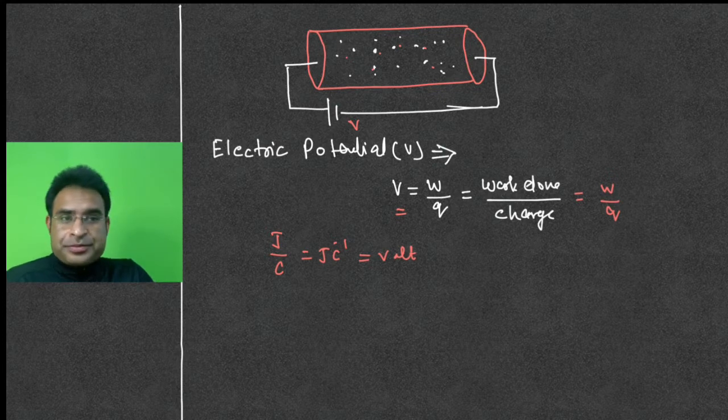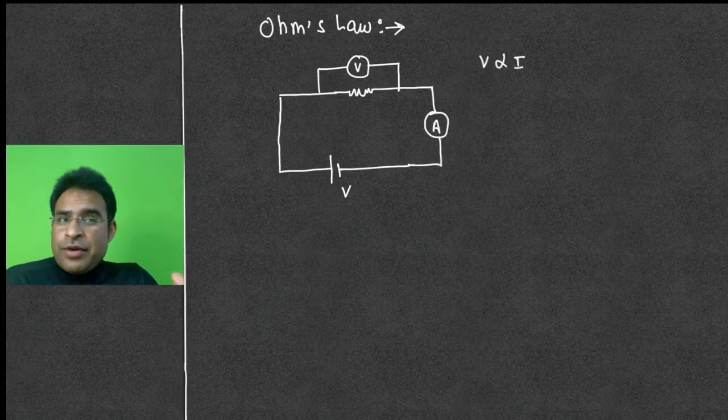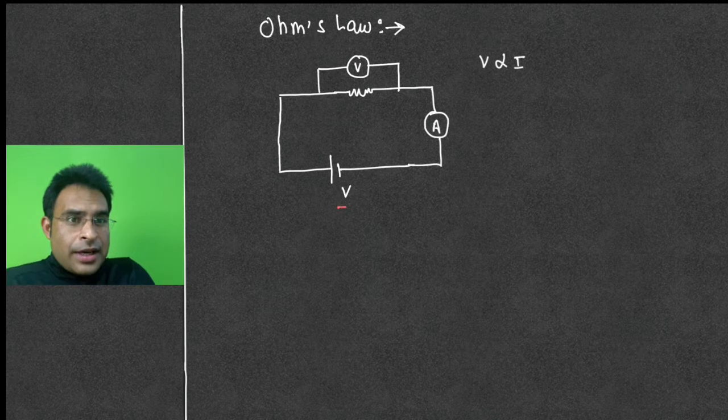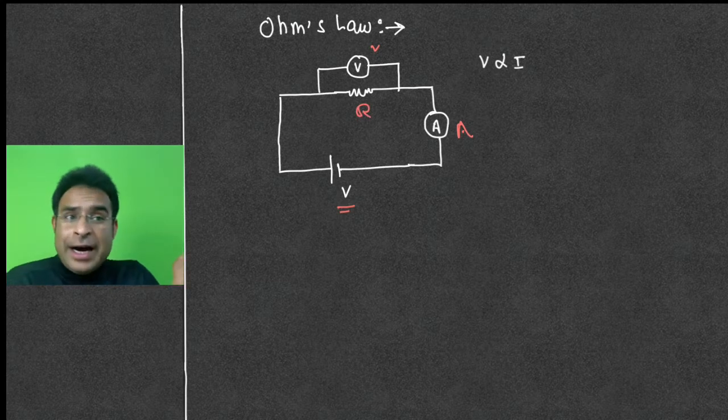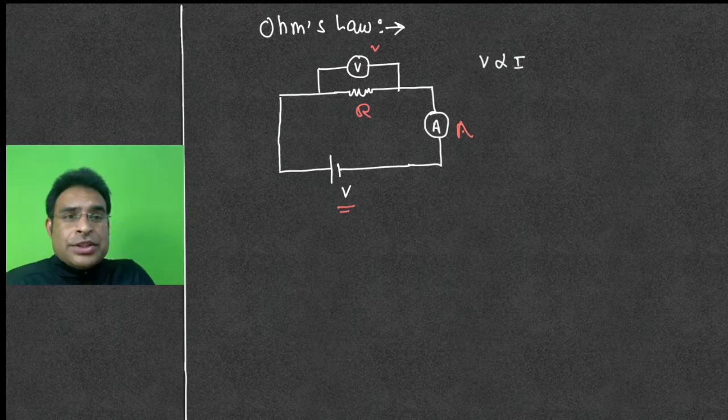If I have one battery like this, then we have one ammeter, one voltmeter and one resistance. So we have a battery, ammeter, voltmeter and resistance. This is the ammeter, this is the voltmeter, and this is the resistance, which we represent by R. This is the basic circuit. There can be so many things, like a key and all, but this is the basic circuit right now.